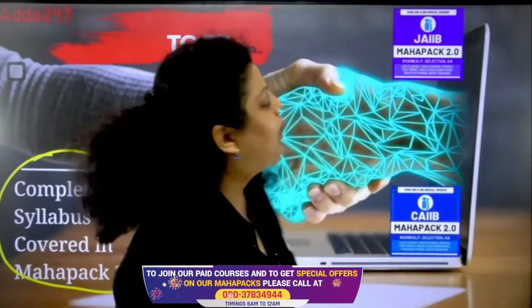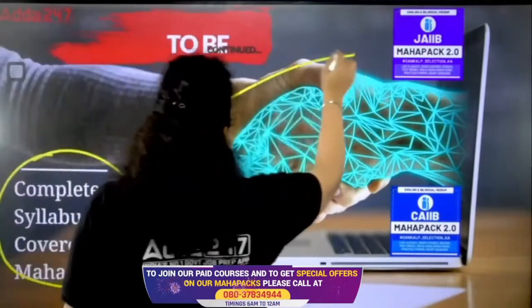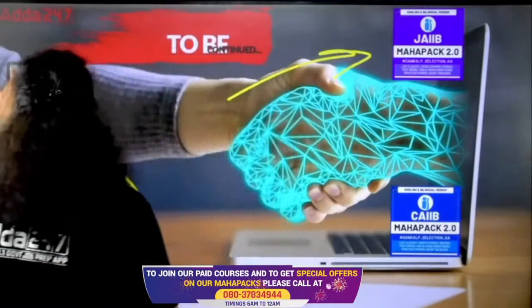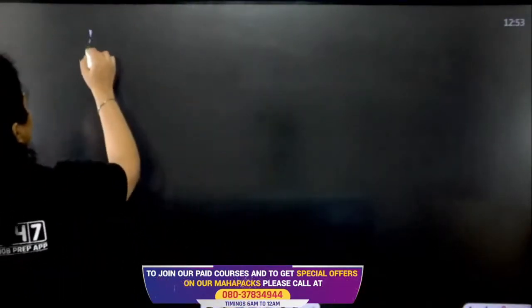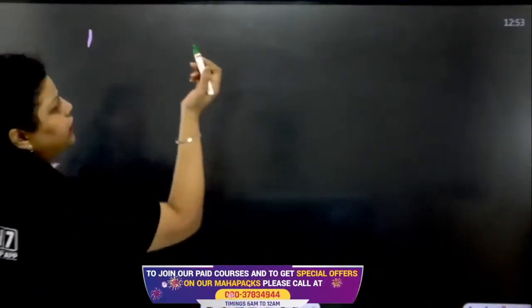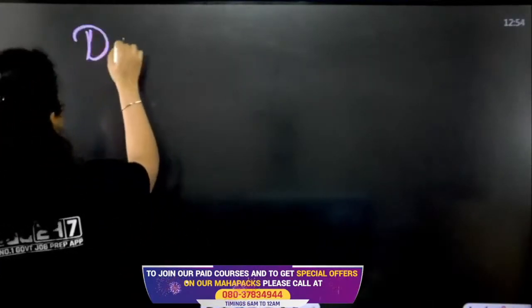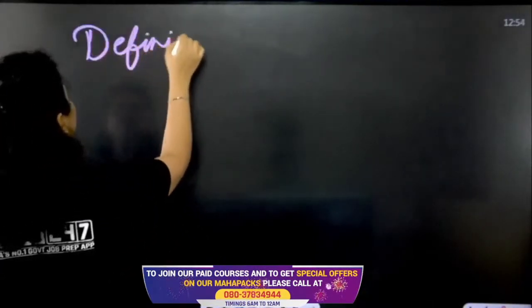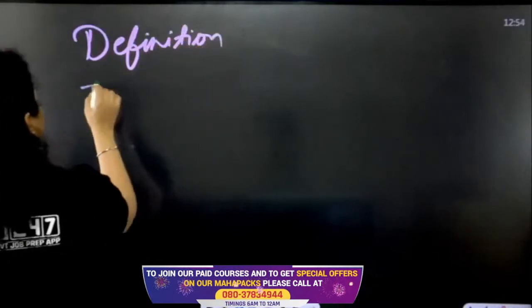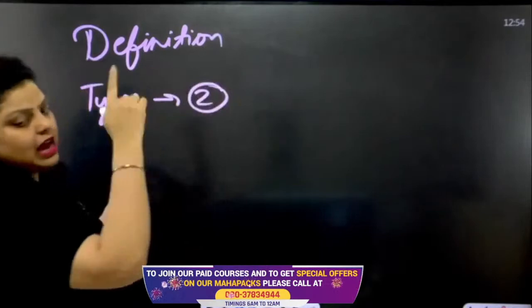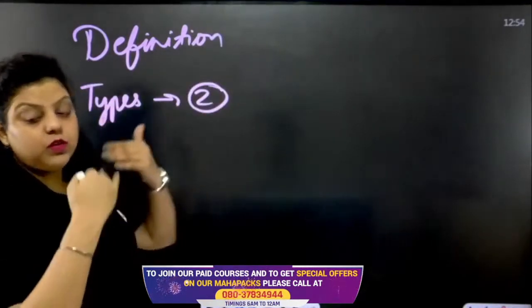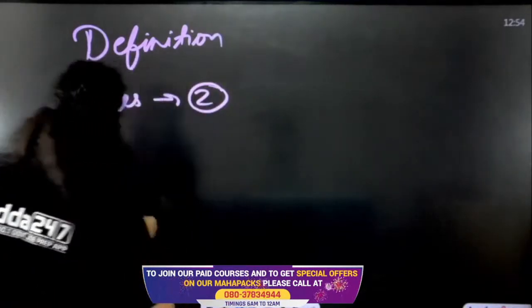Okay, so now if you want a complete discussion of the union budget, because in the union budget a lot of things are there that you have to cover, I will tell you here. First of all, you have to understand the basics of the union budget, like the definitions and all. You have to cover that. Then you have to cover the types of budget. There are 2 types of budget, that is balanced budget and unbalanced budget. The unbalanced budget is further divided into 2 categories, surplus and deficit.